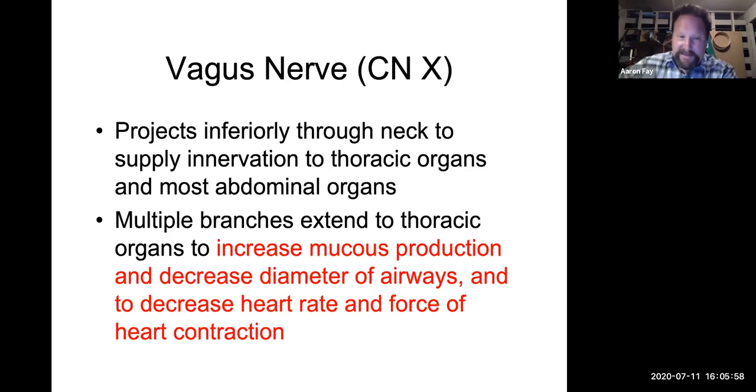Multiple branches extend through the thoracic organs, increasing mucus production and decreasing the diameter of airways. This would be along the same lines as having asthma: bronchoconstriction, your airways get smaller and you start producing more mucus.